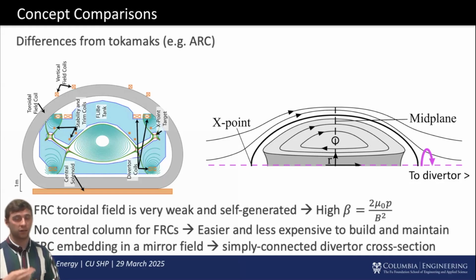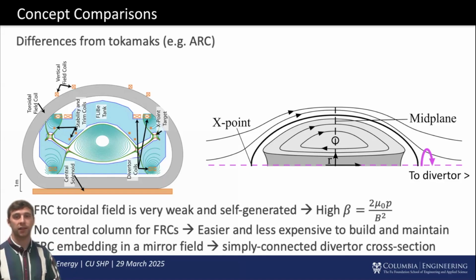Beta is one metric that we use to assess the performance of fusion reactors that measures the ratio of the pressure in the plasma to the strength of the magnetic field applied to it. So FRCs are part of a class of what we call high beta concepts. Again, there's no central column in FRCs.